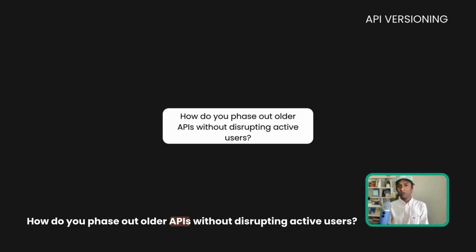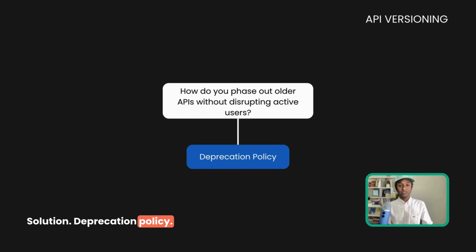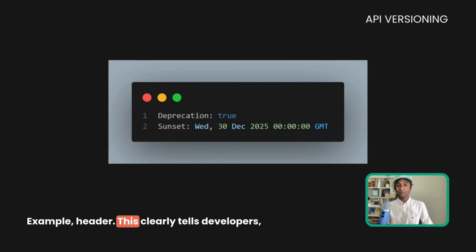How do you phase out older APIs without disrupting active users? Solution: deprecation policy. You can't shut off an old API suddenly. That would break live apps. Instead, use deprecation headers to warn users in advance and give them time to upgrade. Example header. This clearly tells developers, this version will stop working on this date. Please switch to the latest version before then.